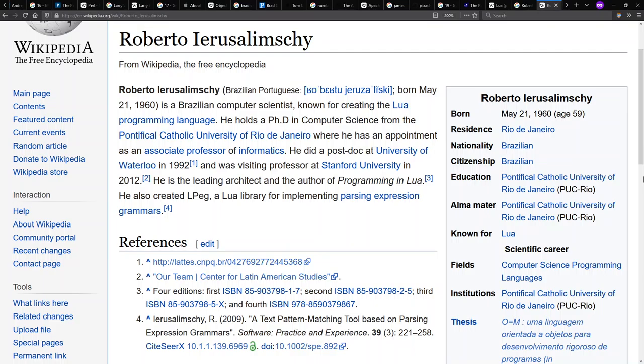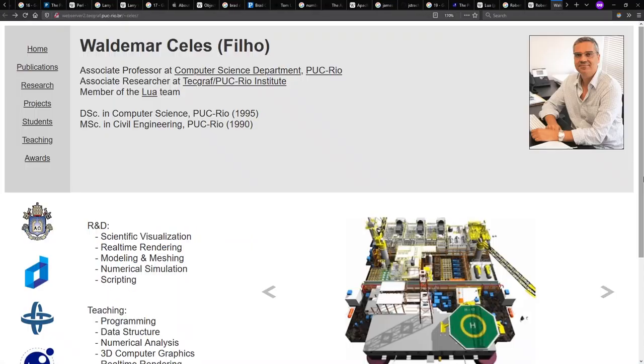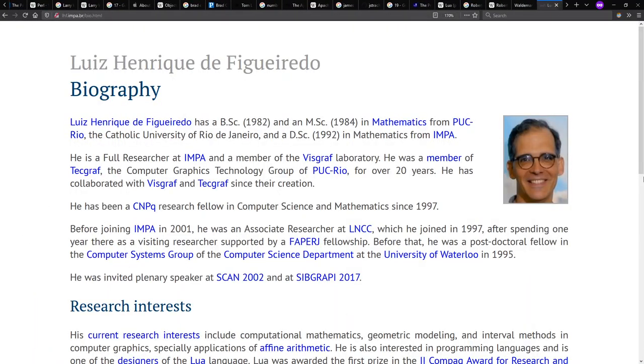Ierusalimschy may be from the Rio de Janeiro area. I'm not entirely sure. Celes and Figueiredo, the same. They may be from Rio. The earliest I can track them down is to Rio and their academic work there. This is also one of our few academic languages along with Scala.